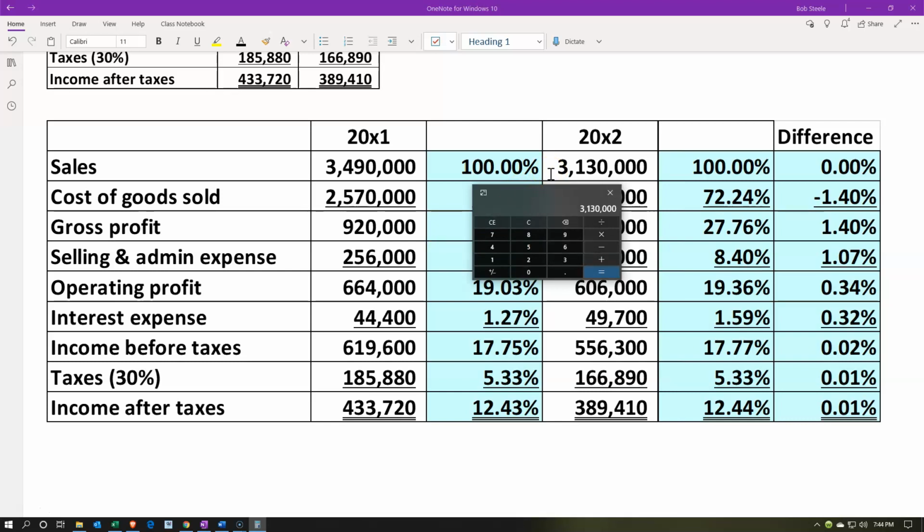3,130,000 in sales minus the prior year, 3,490,000. That's going to be a change. It went down by 360, but I would like the percentage change. So I'm going to divide it by the prior year, which is 3,490,000. If we move the decimal over, there would be a decrease of 10.31% about. That would be a horizontal analysis.